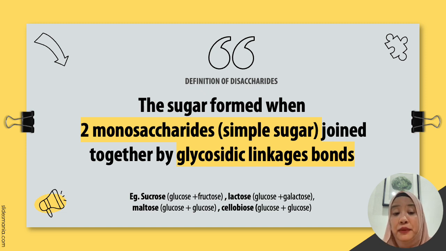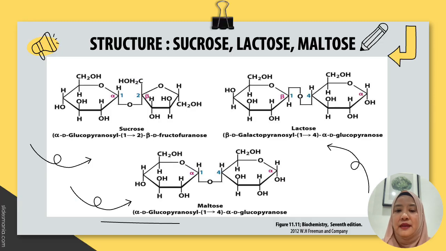Sucrose is essentially a combination of glucose and fructose. Lactose is a combination of glucose and galactose, whereas maltose and cellulose are both glucose and glucose. Since they are a combination of two sugars, you can expect them to be larger than monosaccharides, and you can look at here, that is basically sucrose, that's basically lactose, and that's basically maltose. So they join according to the corresponding sugar. For example, sucrose with fructose, lactose with galactose, and maltose with glucose and glucose. So it's a combination of two sugars, and you have glycosidic bonds that join them together.